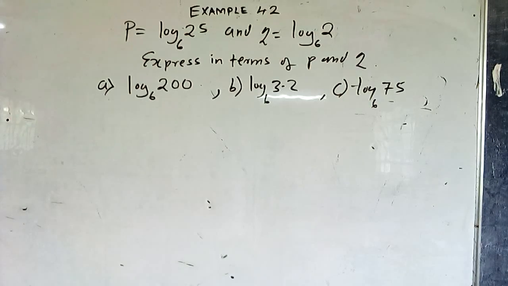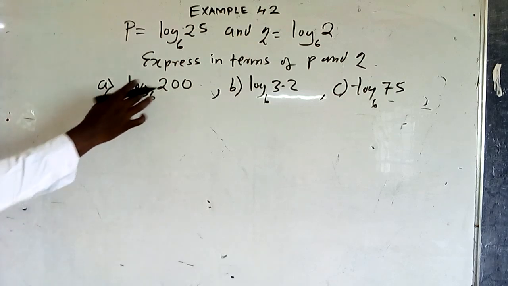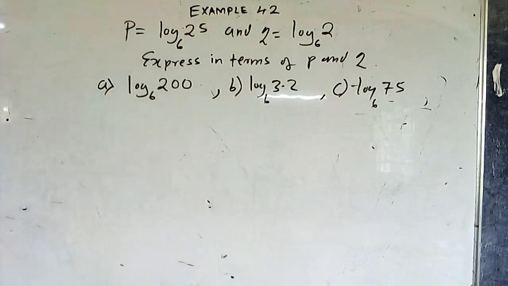Example number 42. It is given that P is equal to log 25 to base 6 and Q is equal to log 2 to base 6. Express in terms of P and Q each of the following. Part A, log 200 to base 6. Part B, log 3.2 to base 6. And part C, log 75 to base 6, isn't it?